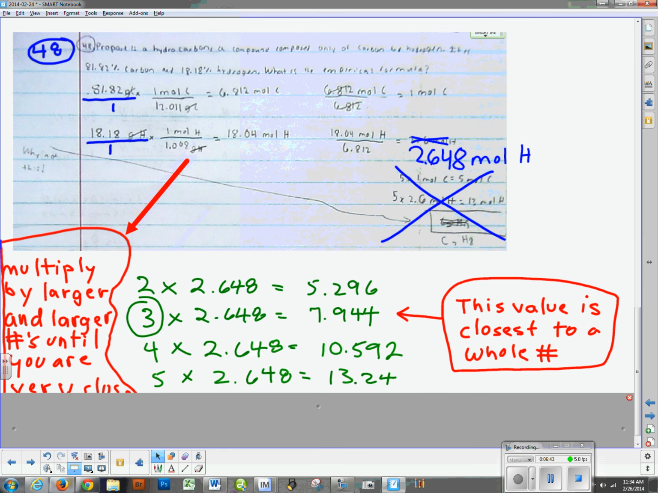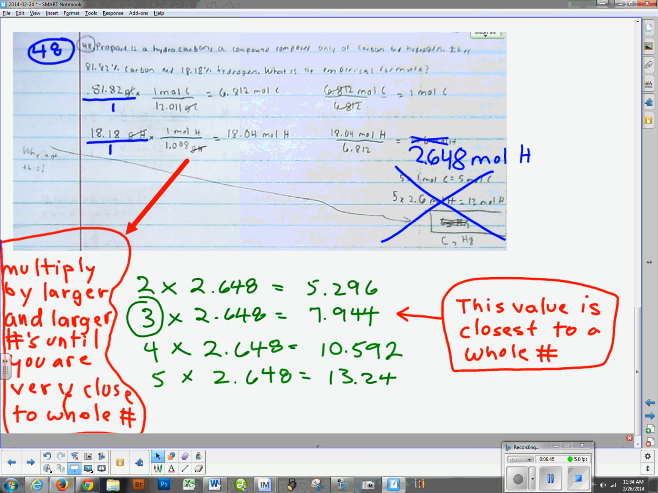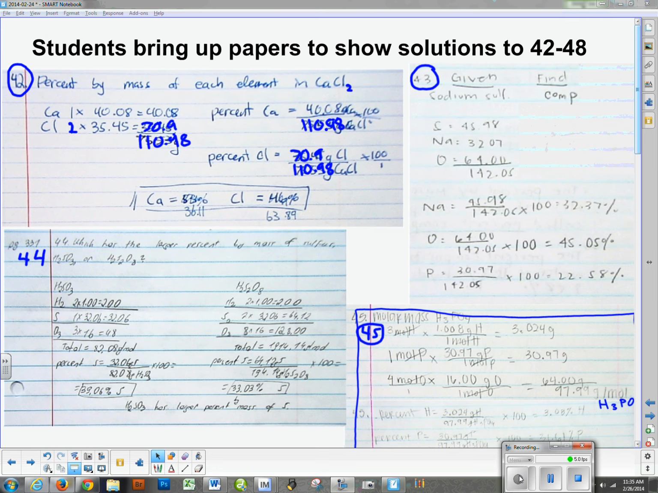And I was trying to give an explanation over here of why we did what we did. So we're multiplying by larger and larger numbers until you are very close to a whole number. And I was doing a little bit of extra work here, just to be sure. Not required, but when you're that close, you're pretty sure you got it.